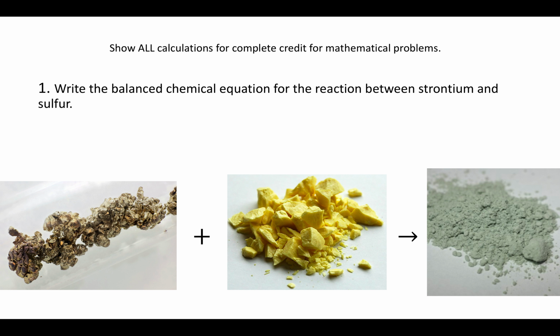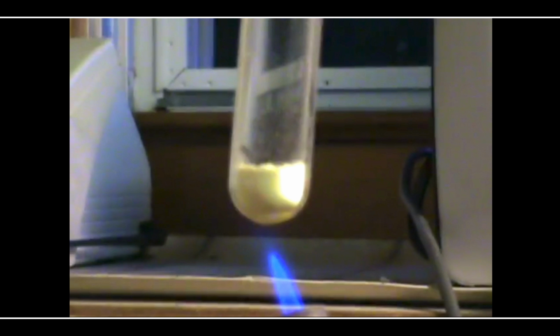Here's some help with the Experiment 5 pre-lab. So the first question says, write the balanced chemical equation for the reaction between strontium and sulfur, and I have a picture of these below. Here is a video of that reaction happening.